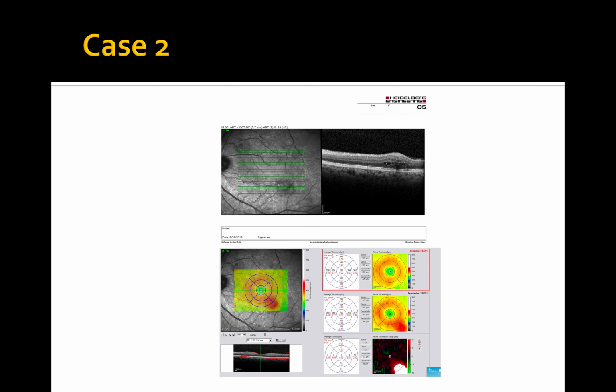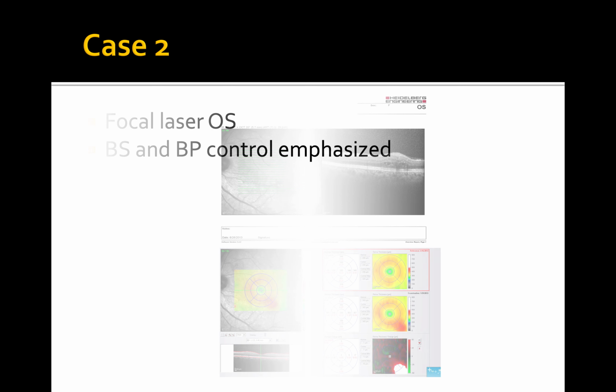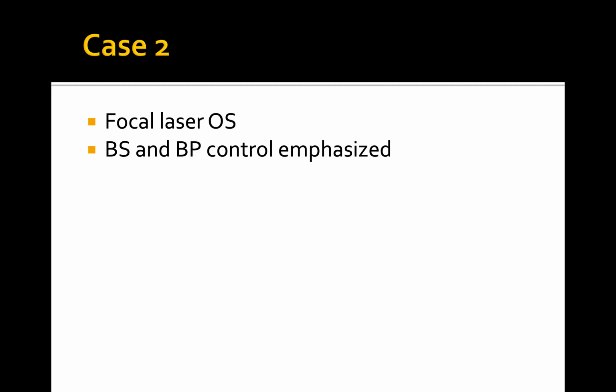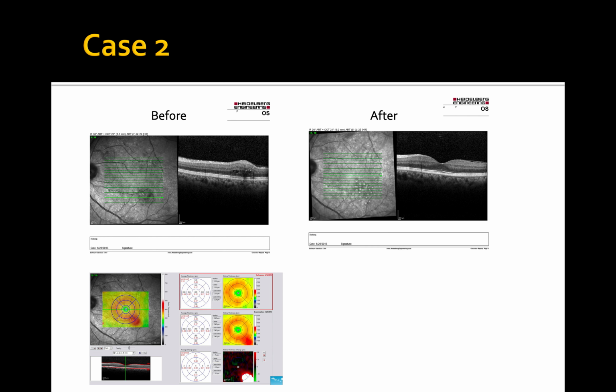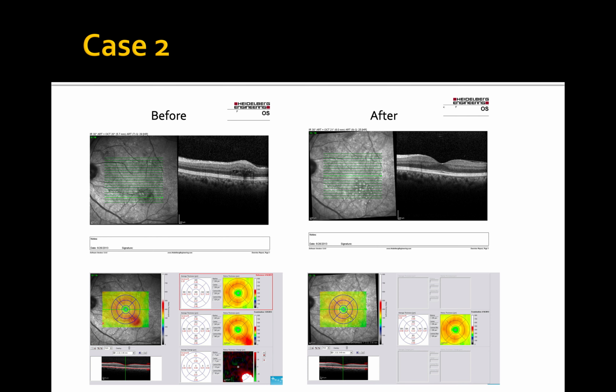The OCT clearly shows this is an area of leakage just infratemporal to the fovea. It's small, it's discrete, it's focal, it does not involve the fovea. So we decided to do focal laser. And after one treatment of focal laser, you can see there the laser marks, swelling went away. Patient's really happy.